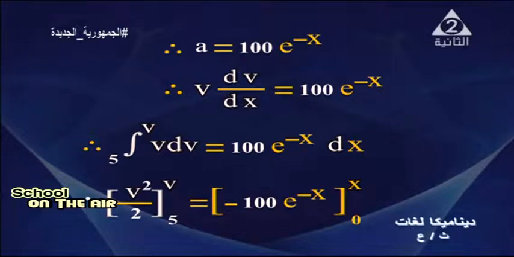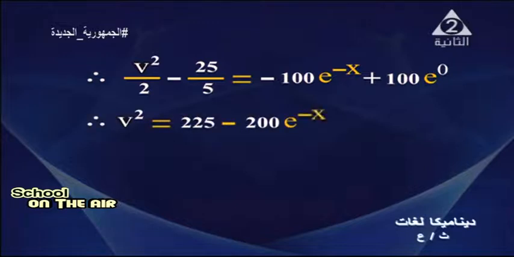We can substitute v by 5. Then v squared over 2 minus 25 over 2 equals negative 100 e^(-x) plus 100 e^0. So v squared equals 225 minus 200 e^(-x). Now, what is the velocity squared in terms of x? v squared equals 225 minus 200 e^(-x).